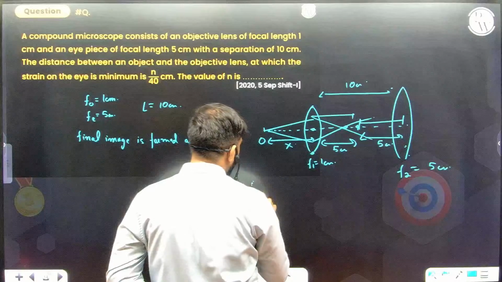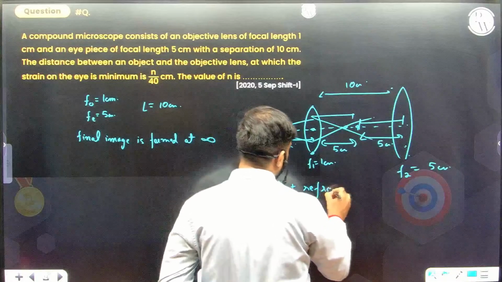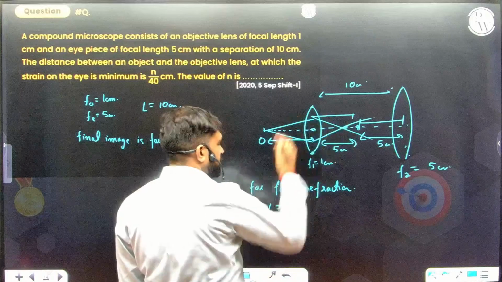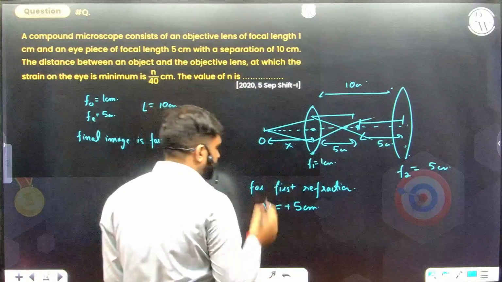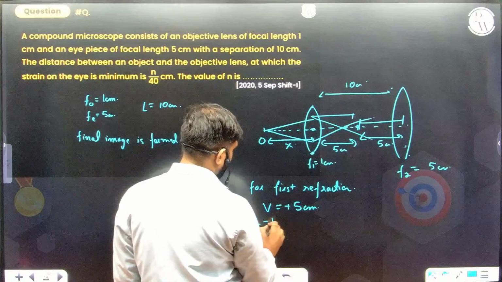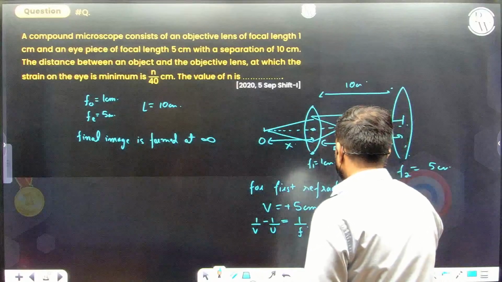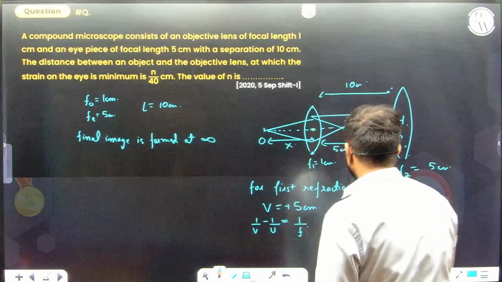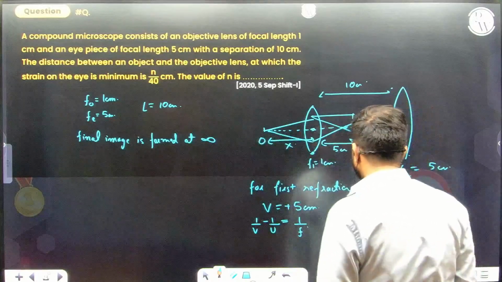So what I can say, for first refraction, the image is formed at plus 5 centimeters. I know the focal length, I need to just find the object distance. So what I'll say now here, 1 by v minus 1 by u equals 1 by f. So 1 by v is 1 by 5, and let's take the 1 by f on this side, and focal length is 1 itself. 1 by u is on the other side, and it is minus 1 by x. Remember, minus x means it's on that side only.